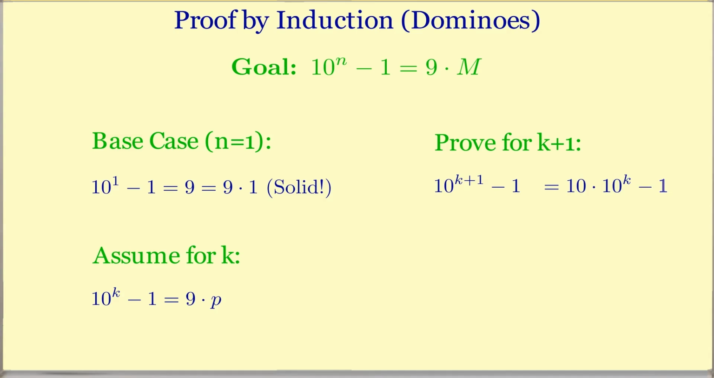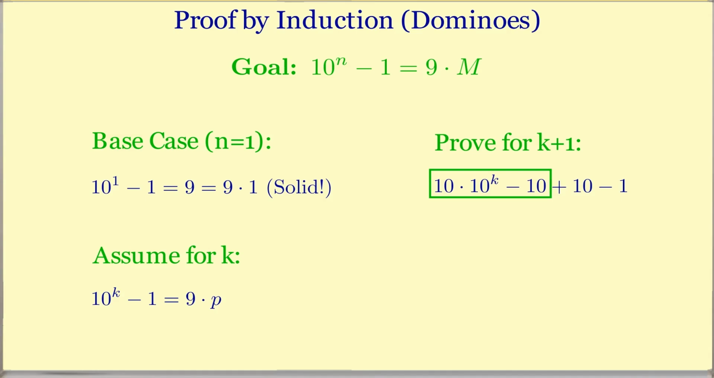10 to the power of k plus 1 is exactly the same thing as 10 multiplied by 10 to the power of k. To connect this back to our assumption, we use a classic algebraic trick. We subtract 10 and then immediately add 10 right back in. This changes how the equation looks without changing its value. It becomes 10 times 10 to the power of k minus 10 plus 10 minus 1.